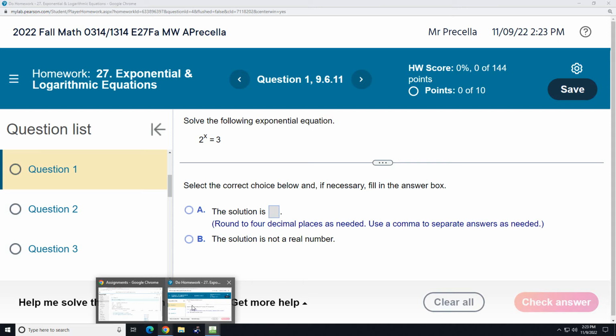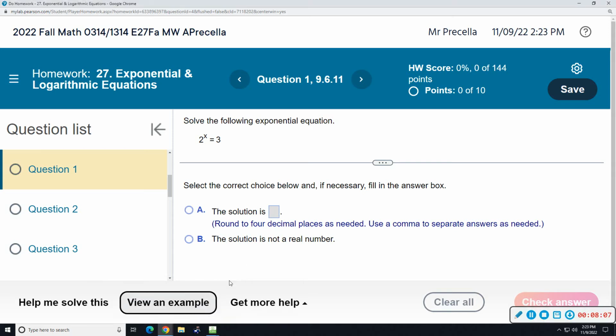Let's look at the instructions. We haven't done a lot of decimal numbers this semester. It's a general rule of thumb: you don't use decimal numbers in algebra, or you use them very rarely. This is one of those rare times. It says round to 4 decimal places as needed. Use a comma to separate answers as needed. Well, I don't think we're going to need to use a comma, but I need to pull up my calculator.